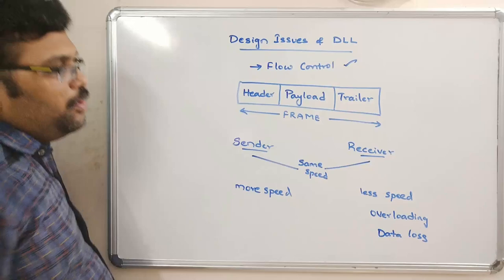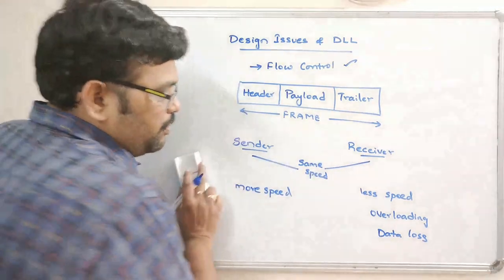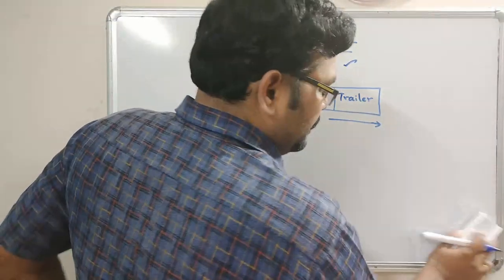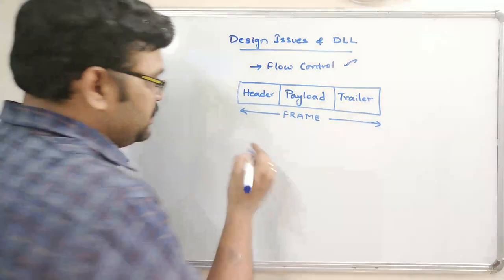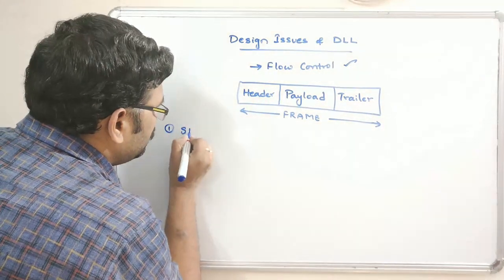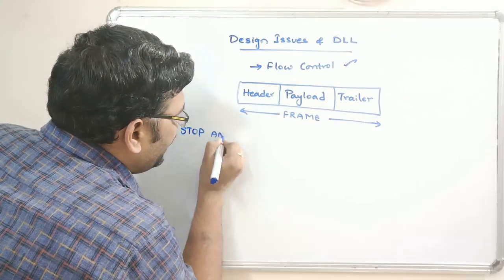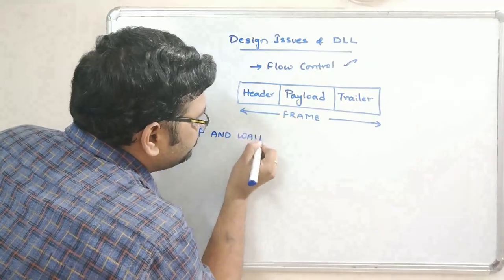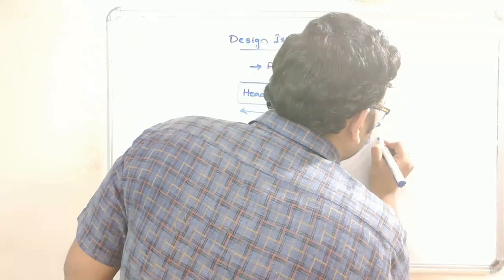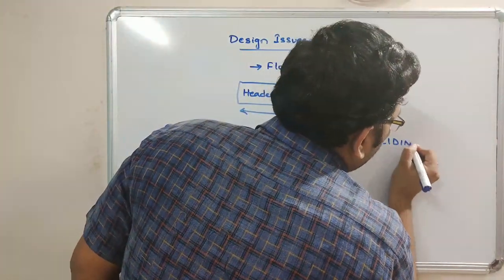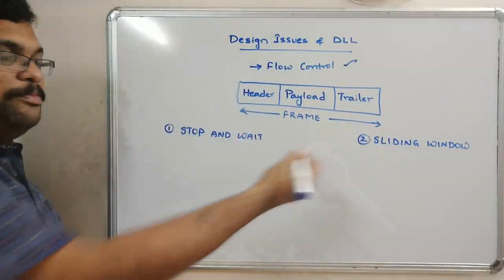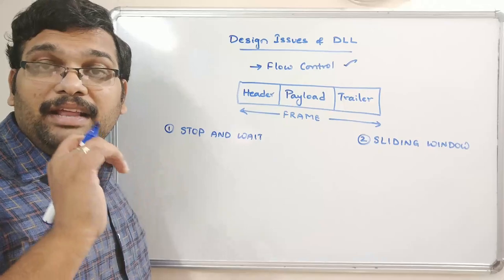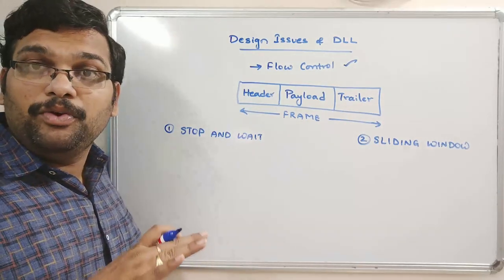In order to control these data frames, flow control depends upon two mechanisms. The first one is the stop and wait mechanism, and the second one is the sliding window mechanism. If you follow these two techniques, there will be control over data frames, so there will be no data loss.